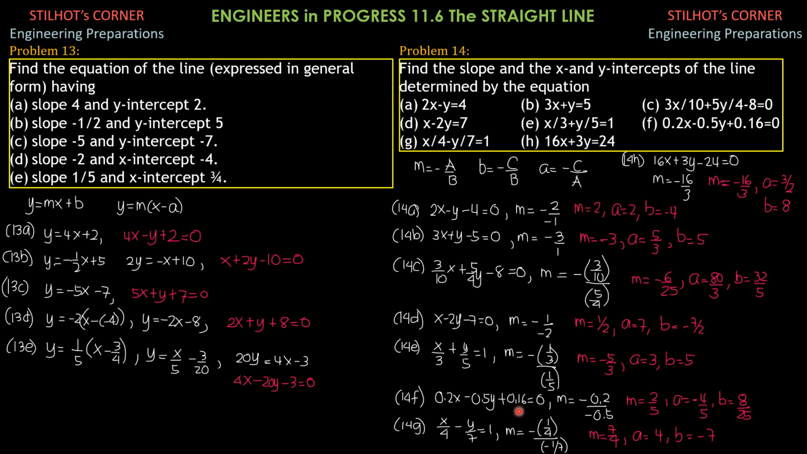So that's 16 over 0.5, or 16 times 2 over 1, which is 32. Use your calculator to make it fast.